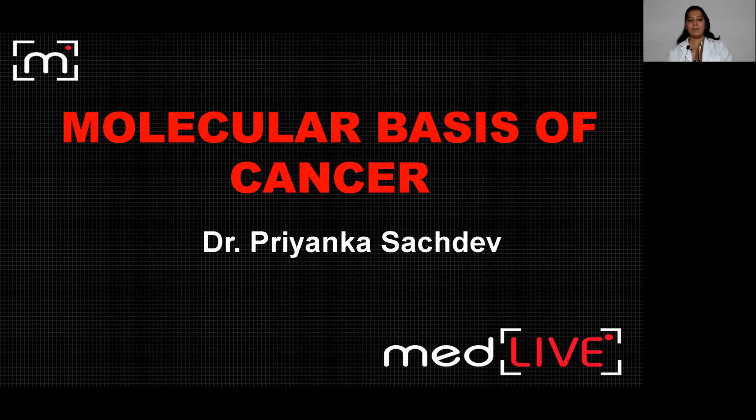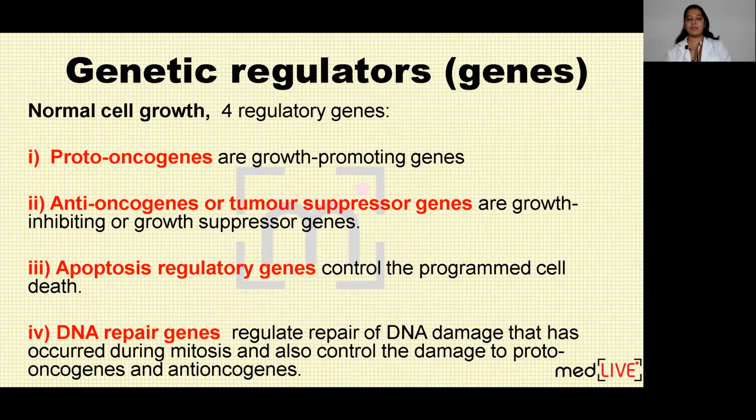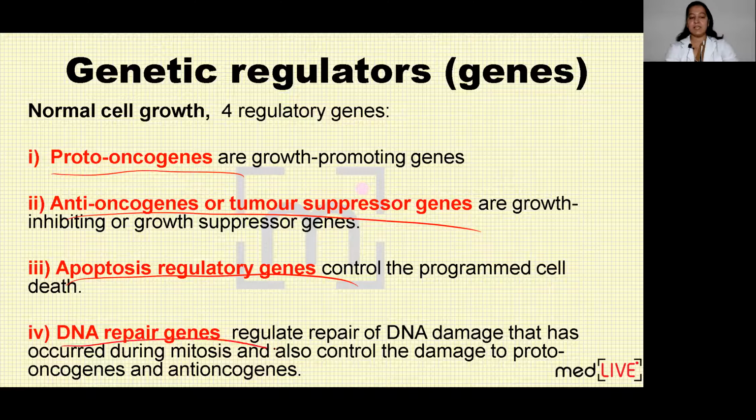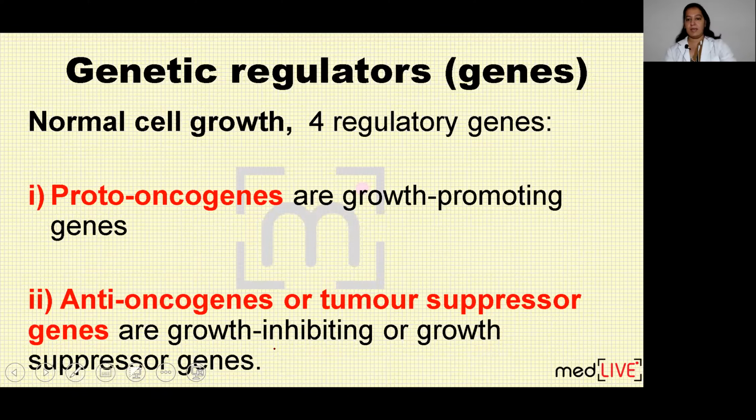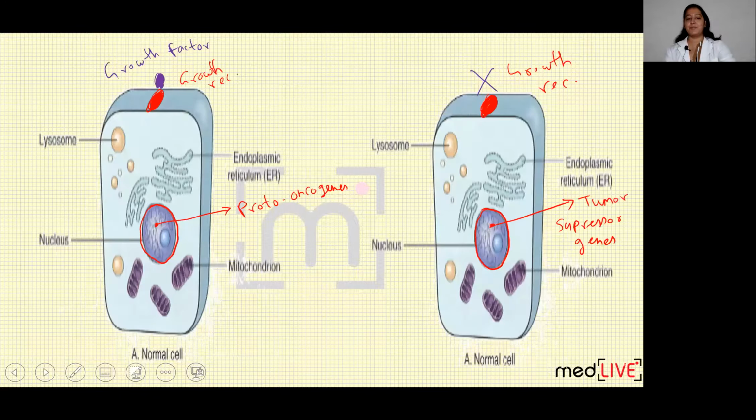So I'm continuing molecular mechanism of neoplasia. In the last lecture, I have already discussed that human cell contains 4 types of genes, that is proto-oncogene, tumor suppressor gene, apoptosis regulating genes, and DNA repair genes. Out of these, in the last lecture, I have discussed what are proto-oncogenes and tumor suppressor genes.